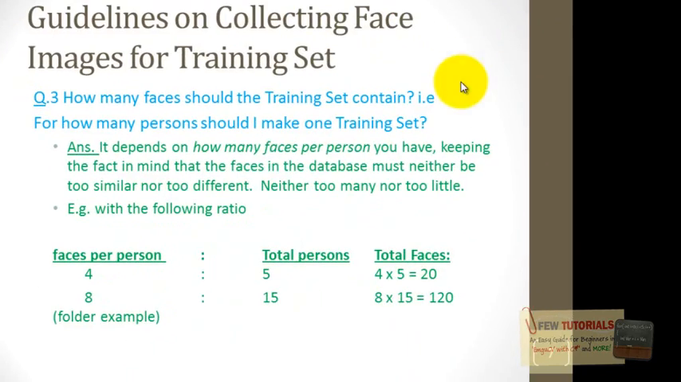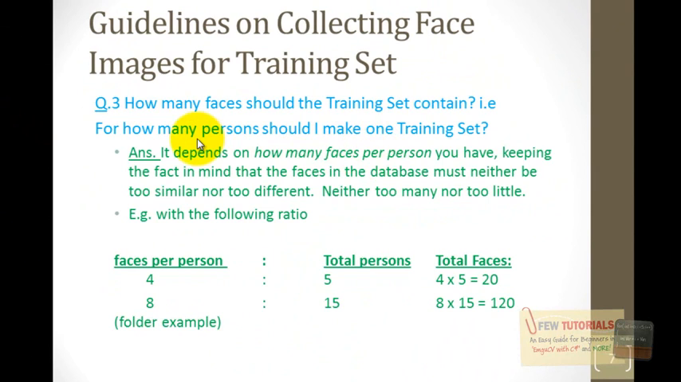Now we continue with the guidelines. Question number 3. How many faces should the training set contain? That is, for how many persons should I make one training set? Well, it depends on how many faces per person you have, that is, how many samples per object in your training set, keeping in mind that the faces in the database must neither be too similar nor too different, neither too many nor too little.